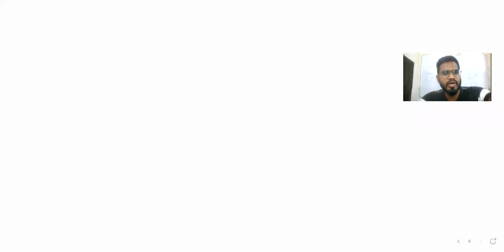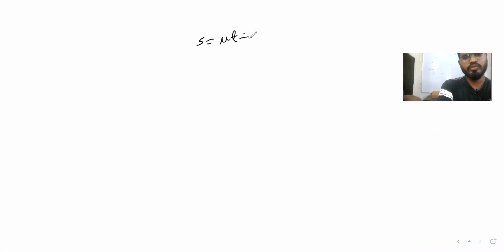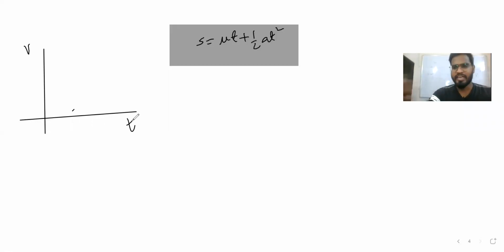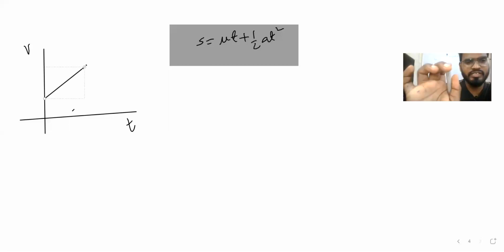So the next derivation, if you see, is s is equal to ut plus half at square. s is equal to ut plus what? Half at square. This we will have to derive. Same thing as I told: one thing is always constant, the velocity time curve, right? Again, the same thing: we cannot take the initial velocity as 0 by default, right? So fine, I am not taking the initial velocity as 0.